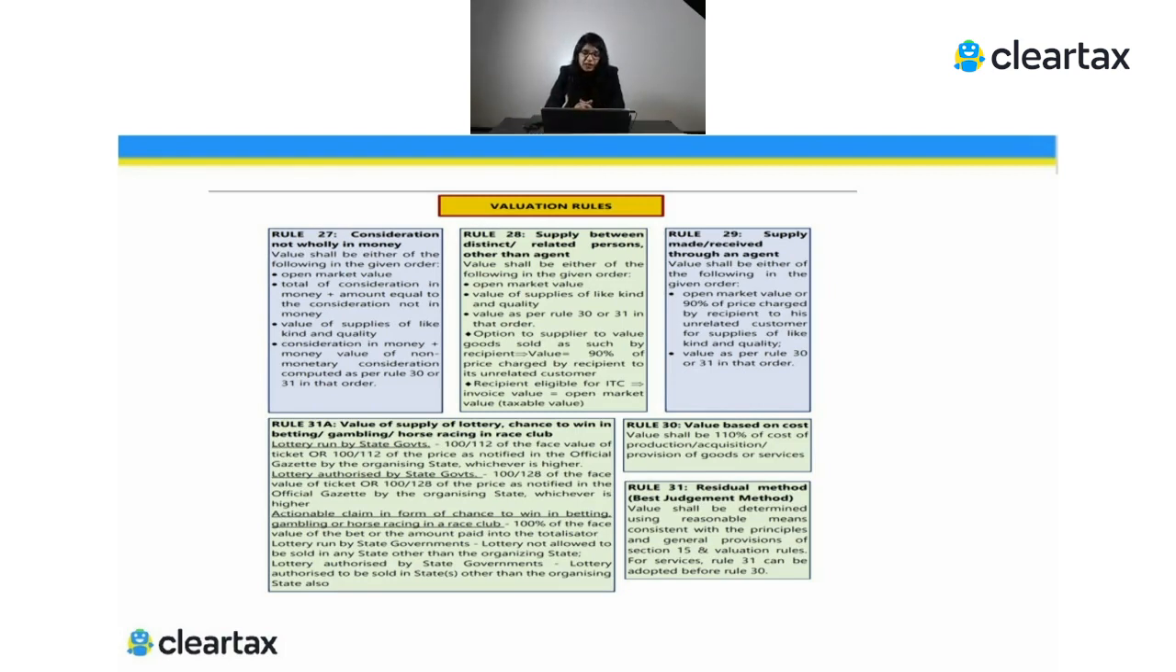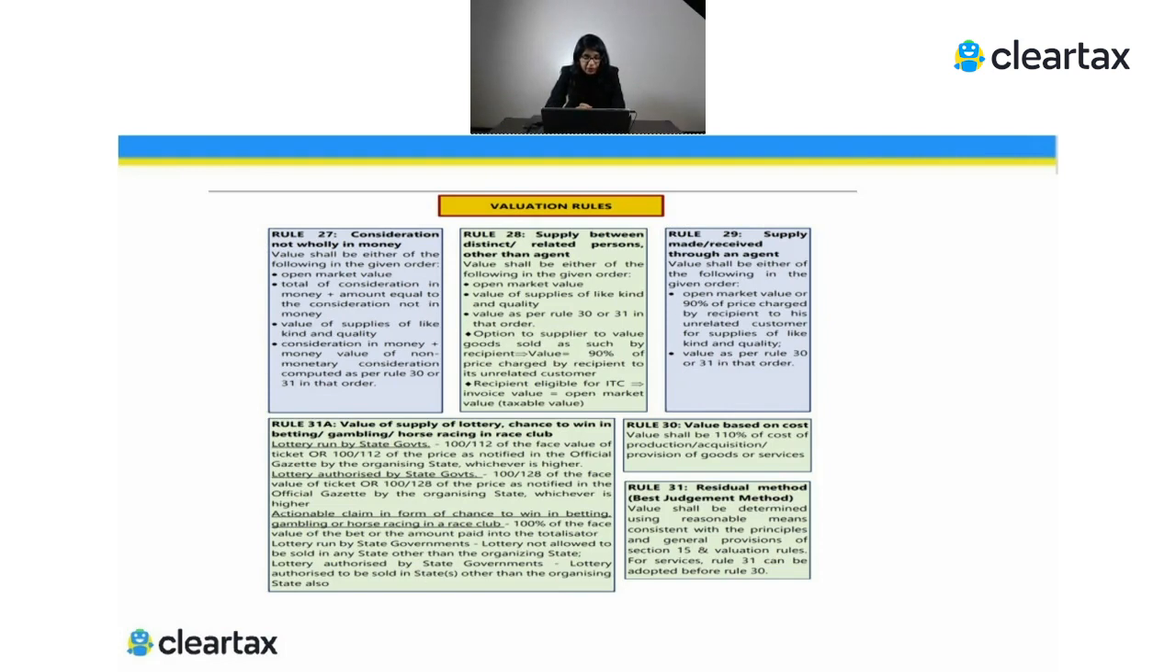If that is not available, then I will use the value of supply of like kind and quality. Same, let's say I have a different color model right now at my shop and I know the value of that particular phone is 20,000, then I will consider that as my value. We'll also understand what like kind and quality means in detail. Then the third step is, if we are not able to compute as per this, then we'll again use rule number 30 and 31, which talk about value on the basis of cost, or our residual method.